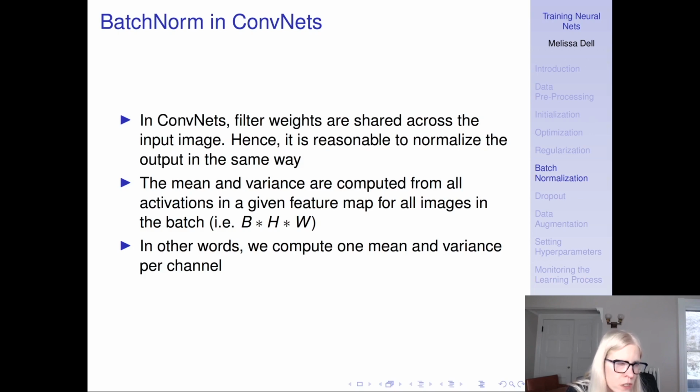So in convolutional networks, filter weights are shared across the input range. Hence, it seems reasonable to normalize the output in the same way. The mean and variance are computed from all activations in a given feature map for all images in the batch. In other words, we compute one mean and one variance per channel and normalize by that.